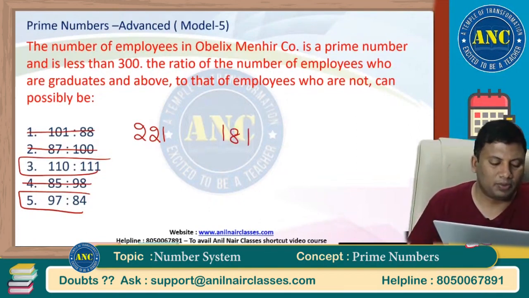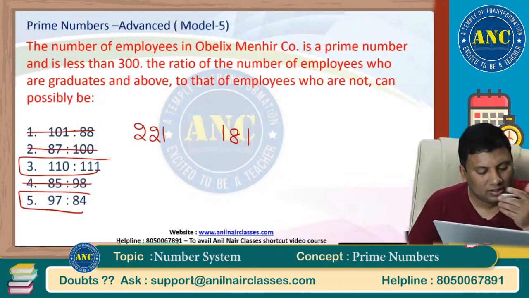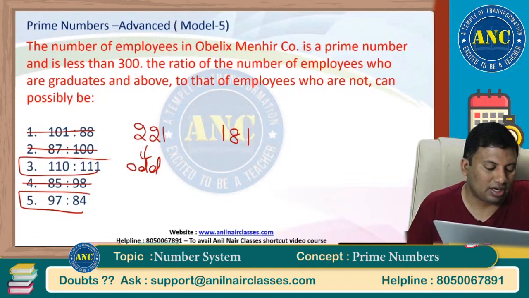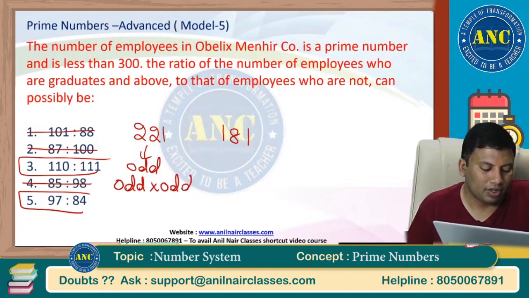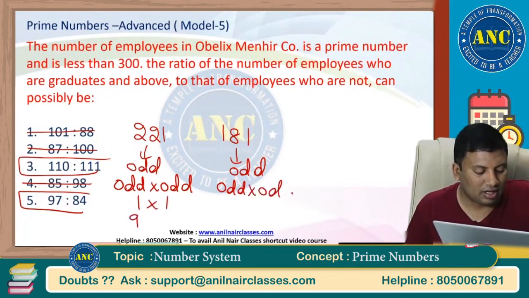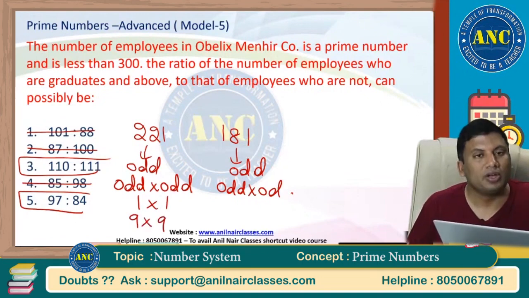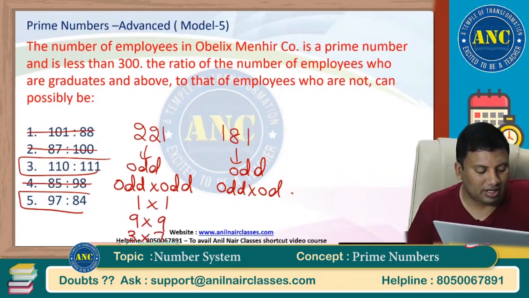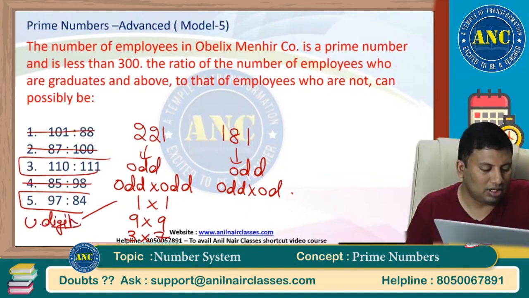Suppose this is 221. 221 is an odd number. I am just cross checking if there is any other possibility. Odd into odd, this is also an odd number. Let us see the possibilities. 1 into 1 is 1. 9 into 9 is 81, ending in 1. 3 into 7 is 21, ending in 1. These are all the unit digits.